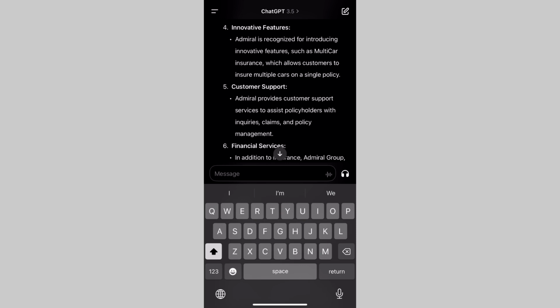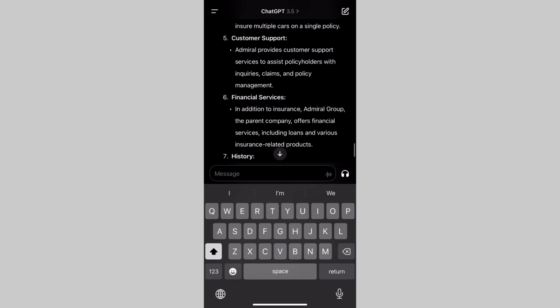Number five, customer support. Admiral provides customer support service to assist policy holders with inquiries, claims, and policy management.